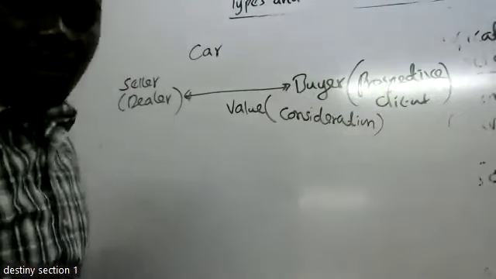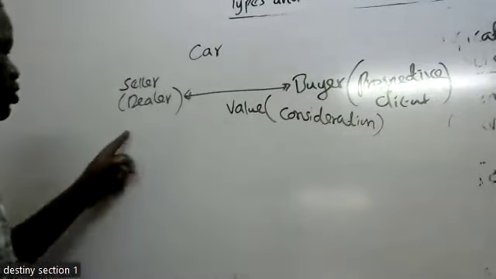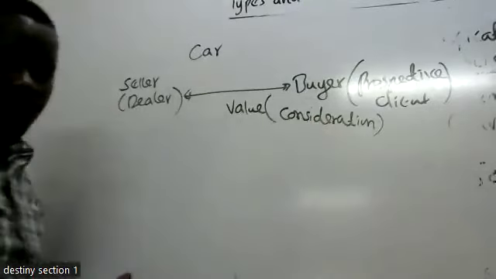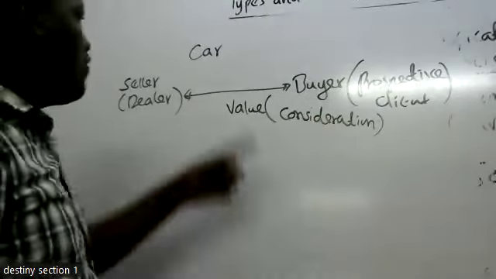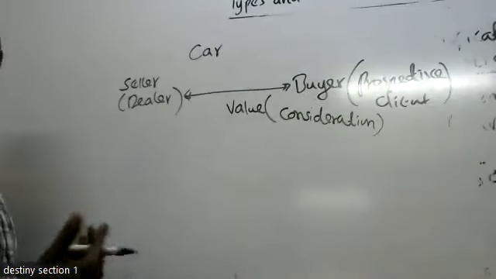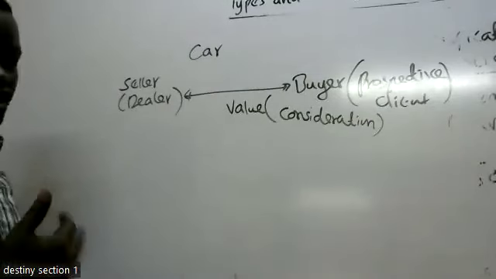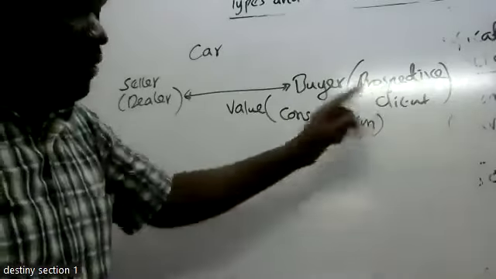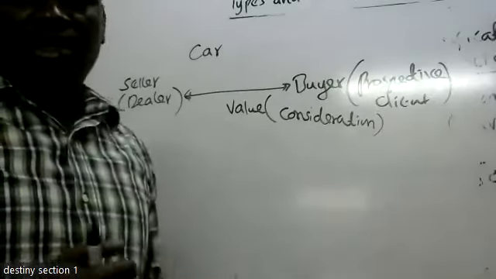It has a consideration. There is a money value. So this person is going to make money. This person is going to have possession and ownership of the car. So there is an exchange of money for possession and ownership. So this buyer wants to make a purchase decision.